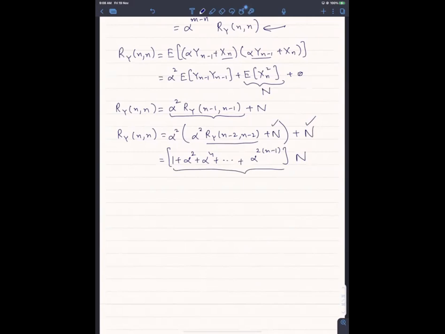So you can see that this is a geometric series. This is a finite geometric series, and this should simply be equal to 1 minus alpha power 2n. How many terms are there inside this? The powers go from 0 to n minus 1, so there are n minus 1 terms here. 1 plus alpha square, 2n, 1 minus alpha square. It is a geometric series whose sum we have computed, times n.